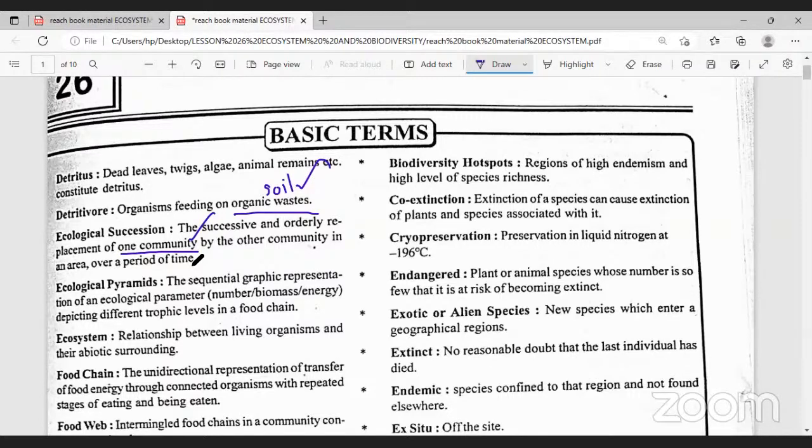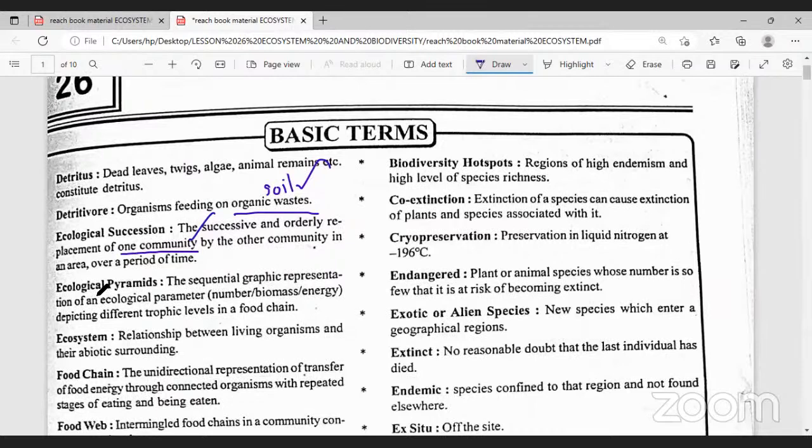Take an example. Any one plant or any one animal is living in a particular area. Take an example, a tiger living in a particular area. Just imagine the tiger is overcome by another animal, a lion. That is called ecological succession. When it is replaced by another animal, it is called ecological succession.